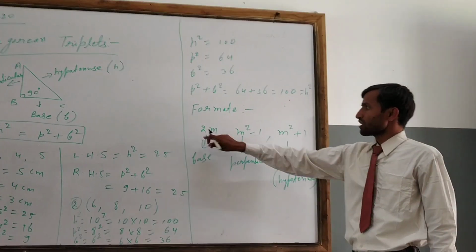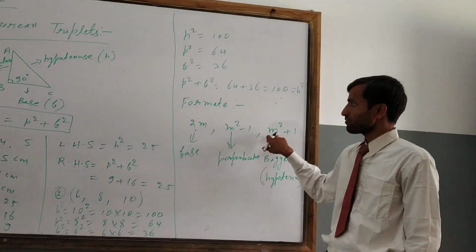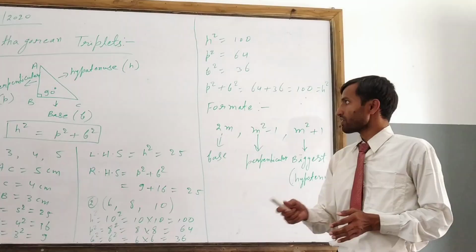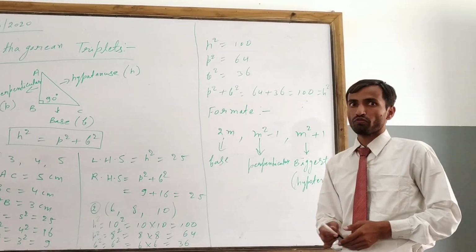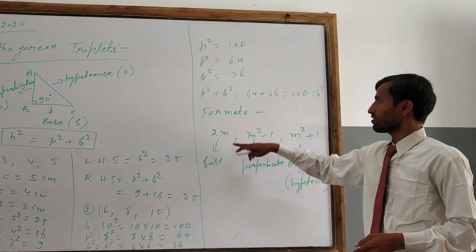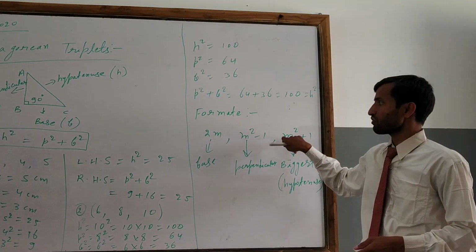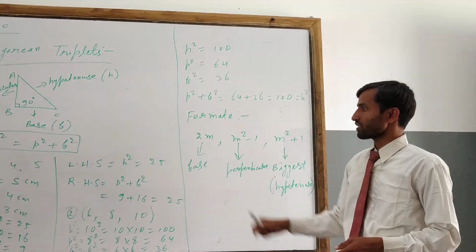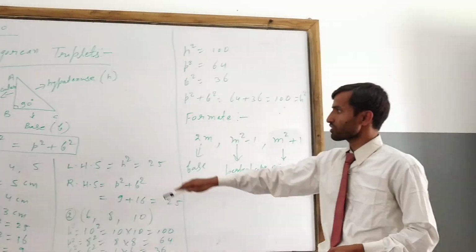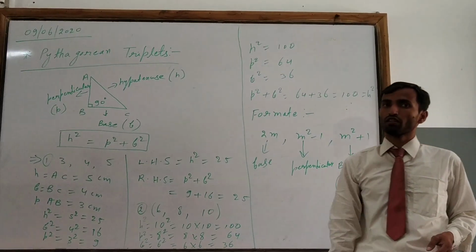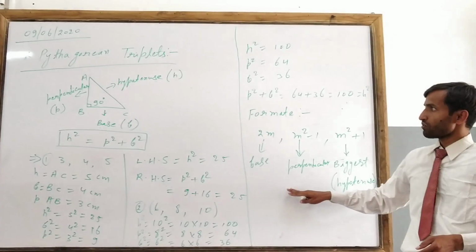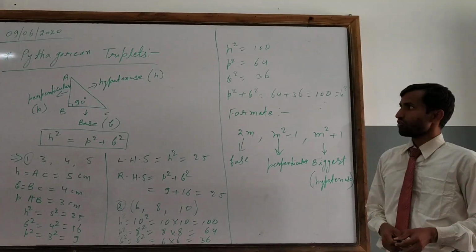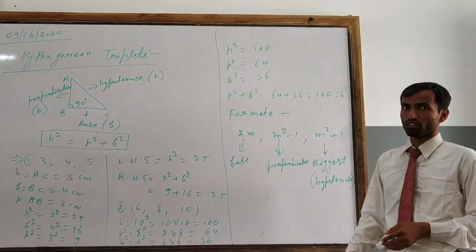This format will be helpful in exercise problems. If a question asks whether three numbers are a Pythagorean triplet or not, just put them in this format. If this type of format comes, then we can be sure it is a Pythagorean triplet. Or we can use the formula also to verify a Pythagorean triplet. This is the topic, and after that, in the exercise, I will explain how to solve and verify Pythagorean triplets. That's all.